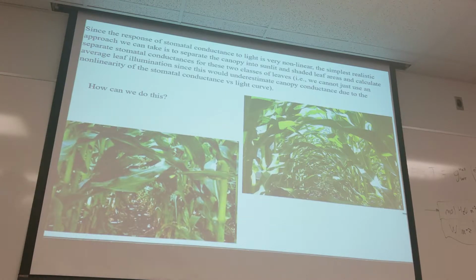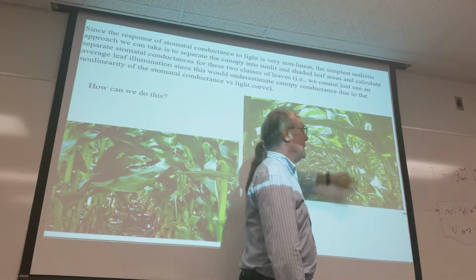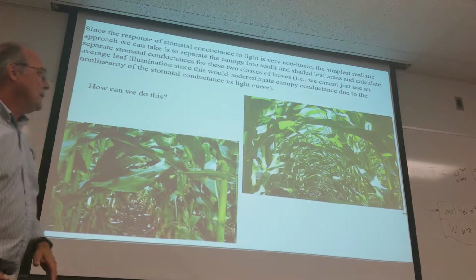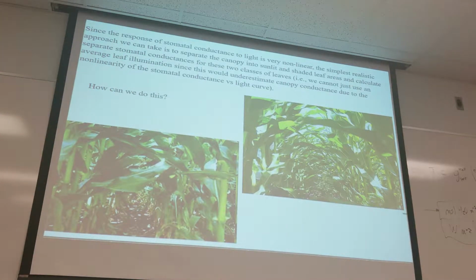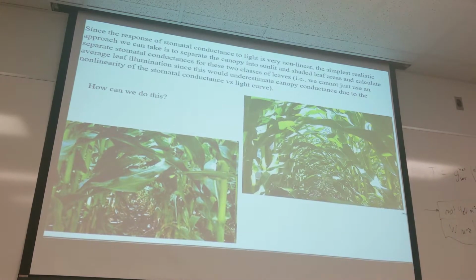Here you see at the bottom of a maize canopy, these sunlit and shaded parts of the canopy. We've got to take the leaf area in the canopy, and for our conditions, when we want to estimate water use, we're going to have to divide the total leaf area index into sunlit leaf area index and shaded leaf area index. How can we do that?